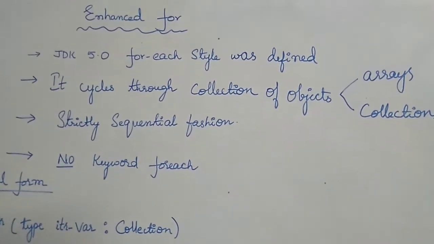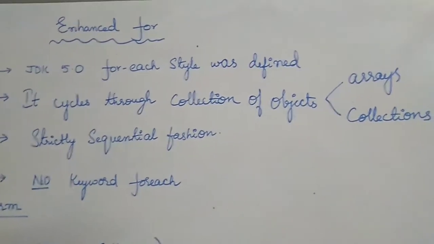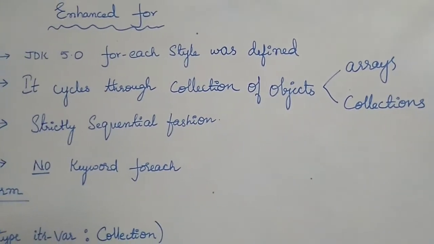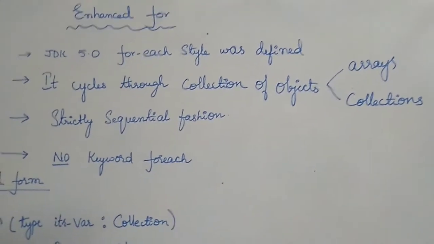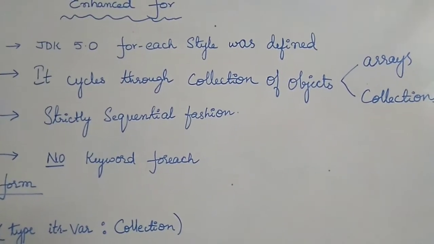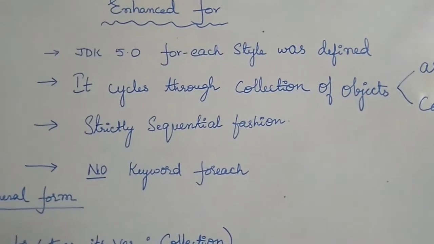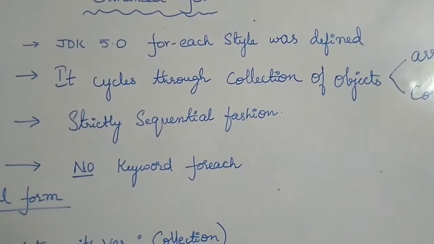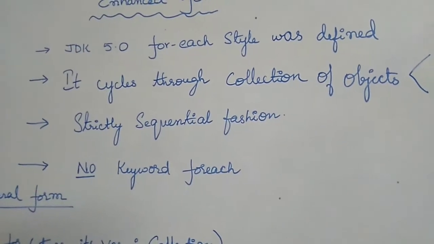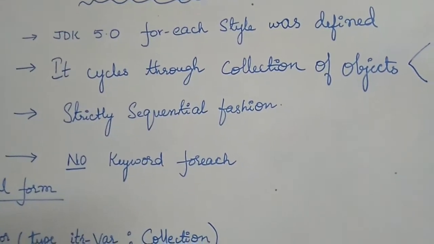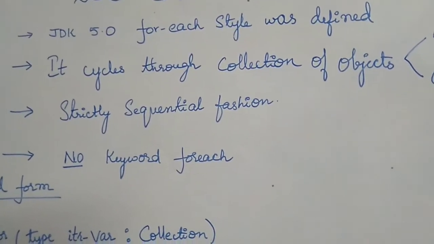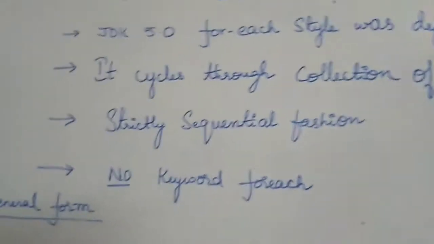The purpose of this is to cycle through a collection of objects like arrays and collections. Arrays are objects in Java. It will be cycling through the elements of the arrays in a strictly sequential fashion. In the sense that it will start cycling from the starting element only. So you cannot start traversing the elements from the end of the list. This is a very important point to remember.